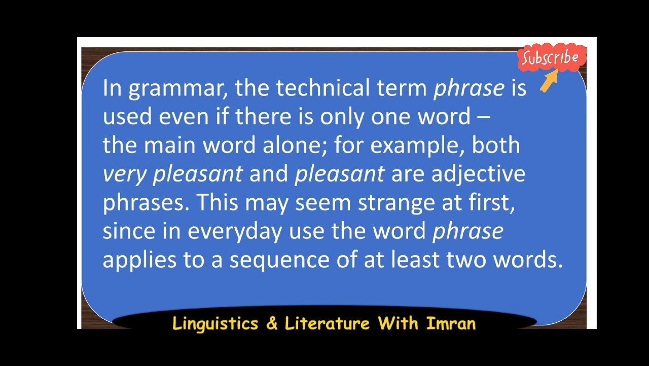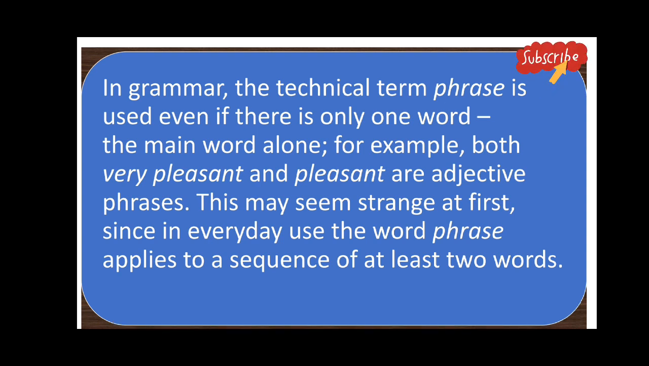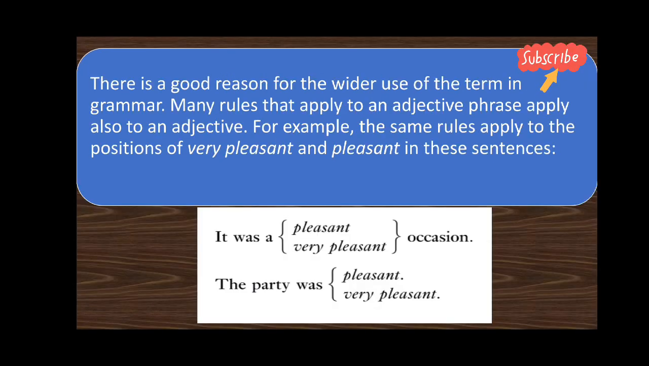So for example, if you say "a handsome boy," the main word is "boy," right? Or if you say "a boy," both "a boy" and "a handsome boy" are called noun phrases. There is a good reason for the wider use of the term in grammar. Many rules that apply to an adjective phrase apply also to an adjective. For example, the same rules apply to the position of "very pleasant" and "pleasant" in these sentences. It means that the rules which apply to an adjective phrase are also applied to an adjective when we talk about the position of an adjective.